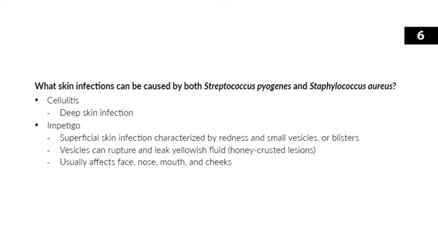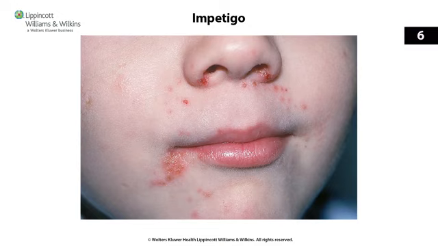And now, moving on to impetigo. Impetigo is another infection that can easily be caused by strep or by staph species. Impetigo is a superficial skin infection that's characterized by redness and little vesicles or blisters. And these vesicles then rupture, leaking a yellowish fluid and causing honey-colored crusting of the lesions. It usually affects kids' faces, often around the nose, mouth, and cheeks.